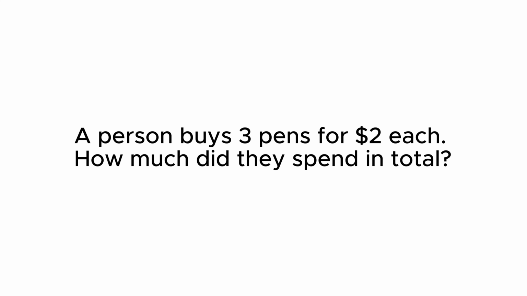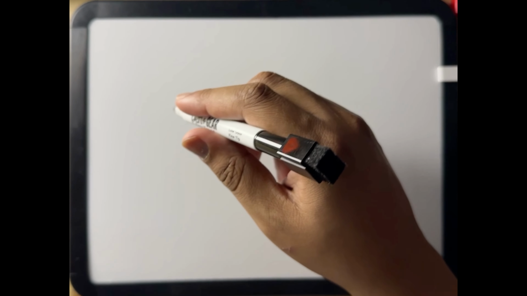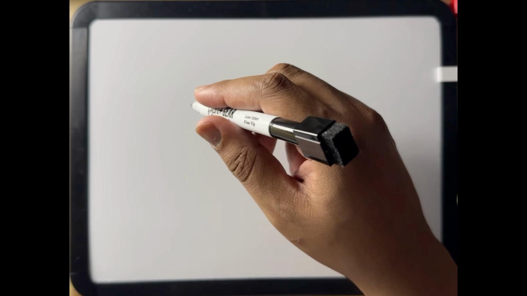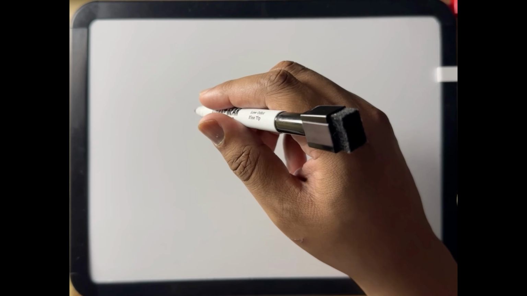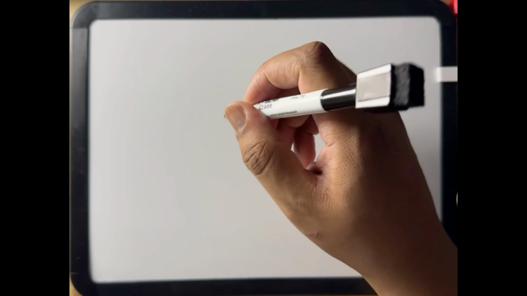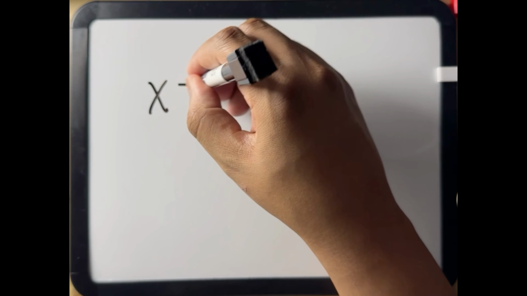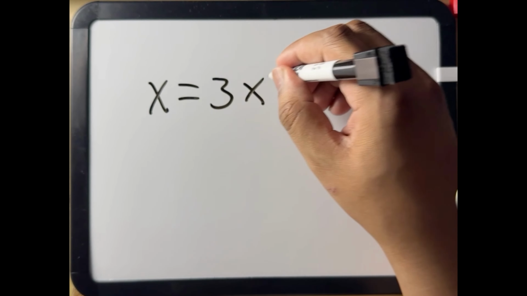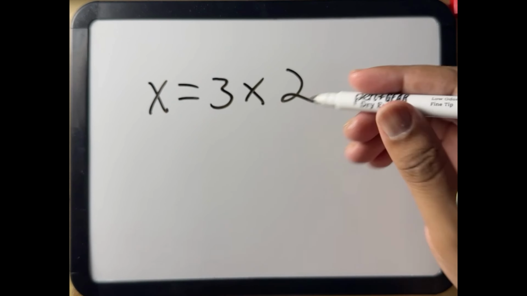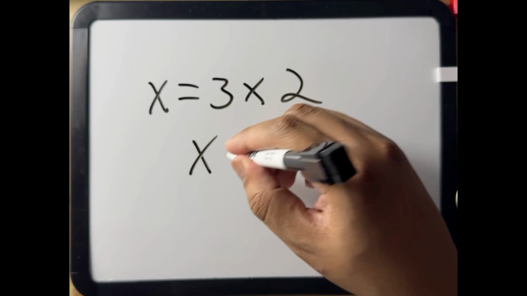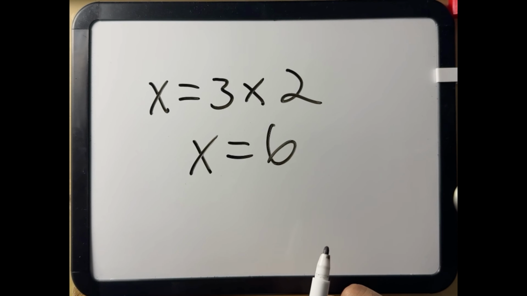Let's start with a simple one. A person buys 3 pens for $2 each. How much did they spend in total? First, let's define the variable. Let x be the total cost. The problem tells us that the price of each pen is $2 and the person bought 3 pens. So the equation is x equals 3 times 2. If we solve the equation, x equals 6. So the total cost is $6.